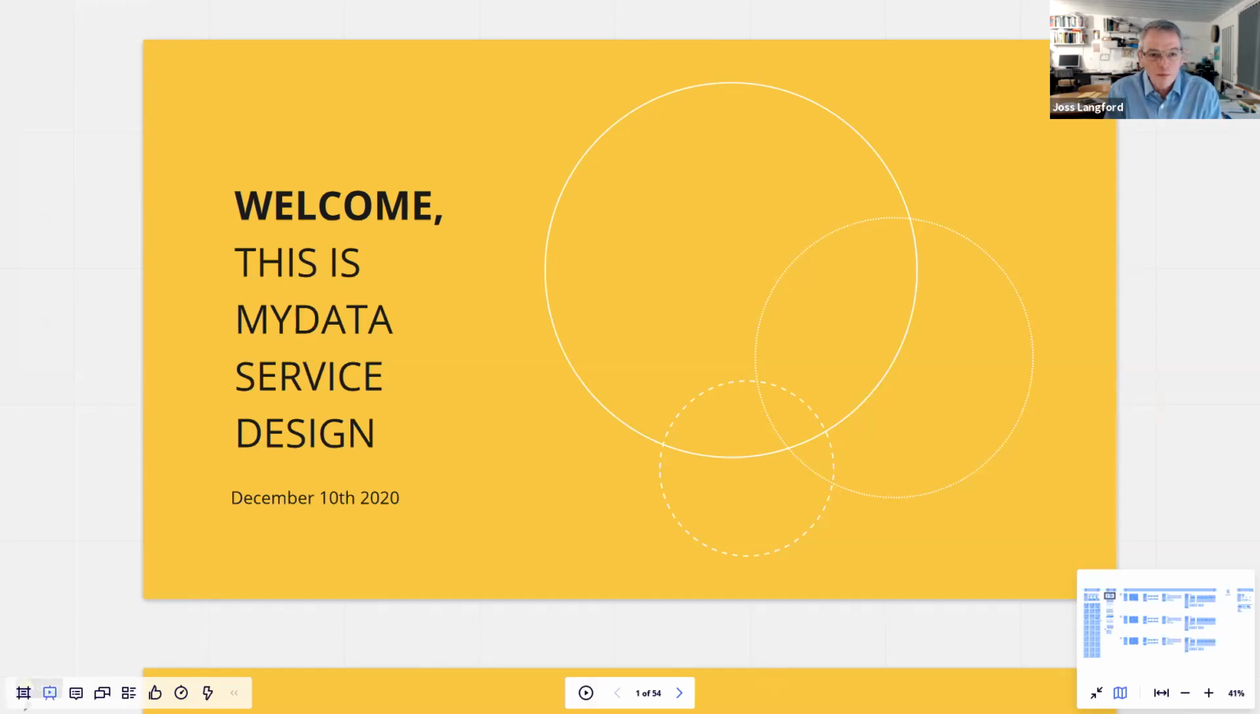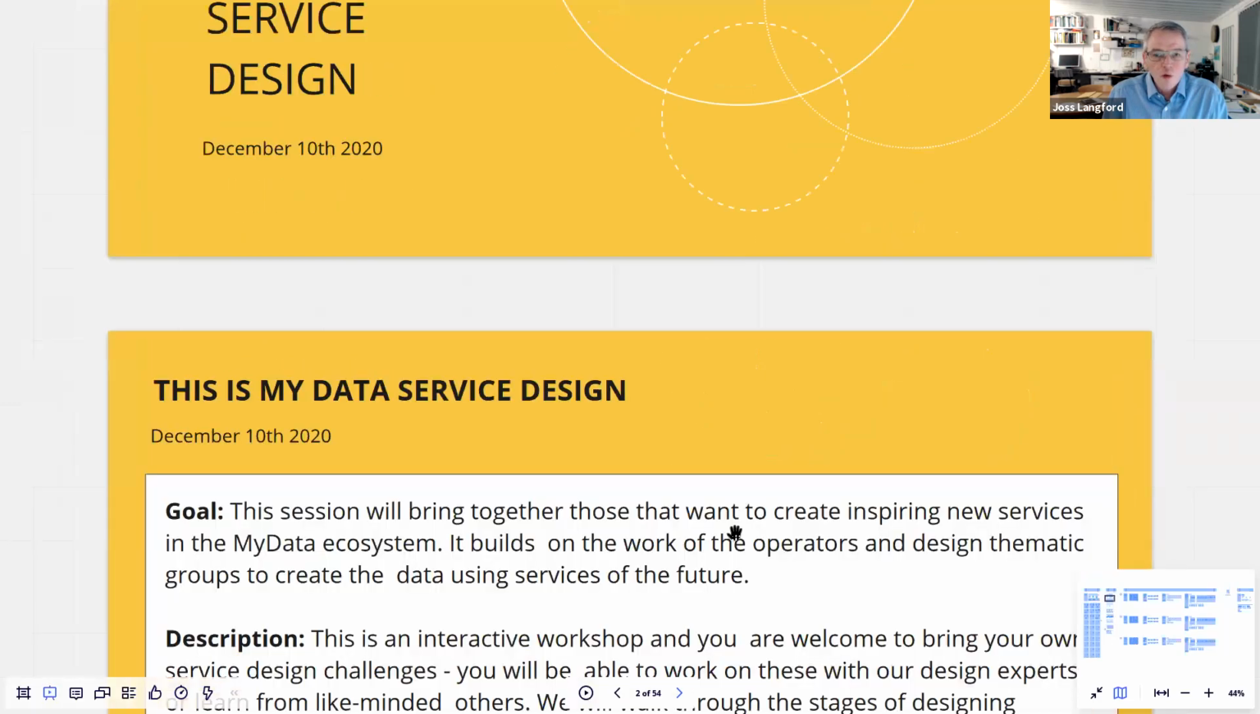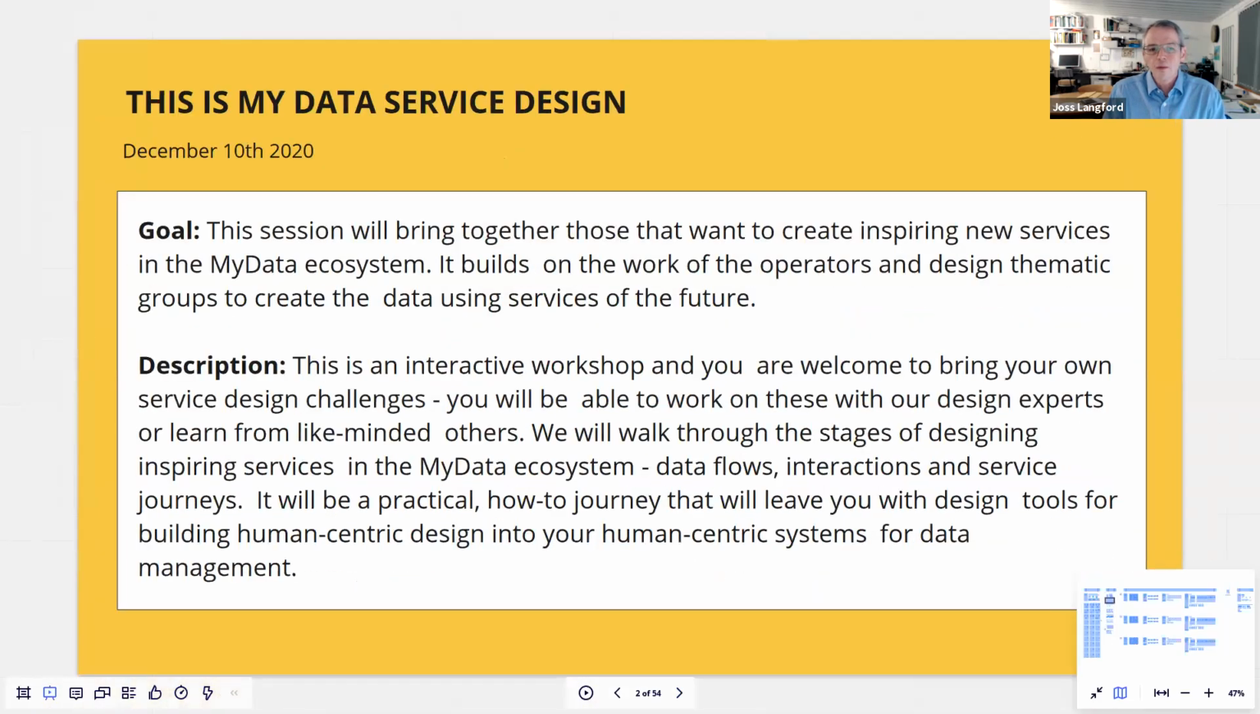So welcome to my data service design session. My name's Joss. We had a question in the chat earlier about what the goal of this session is, and it's about working together to create inspiring new services in the MyData ecosystem. It builds on the work of the operators and the design thematic groups.